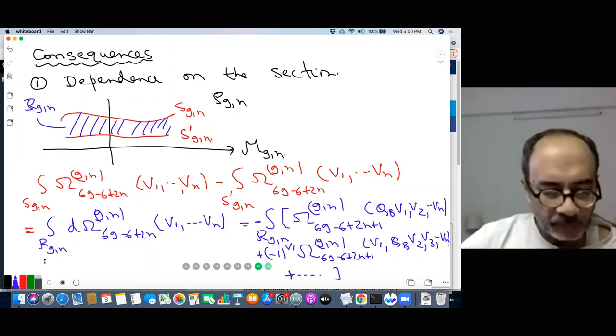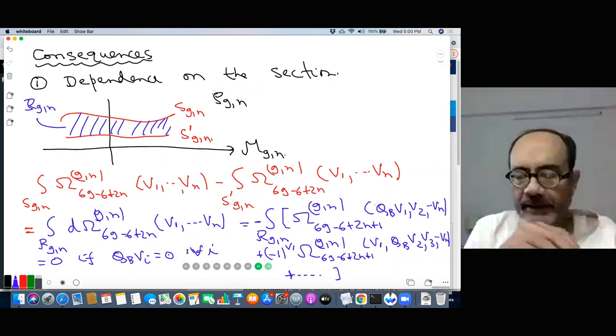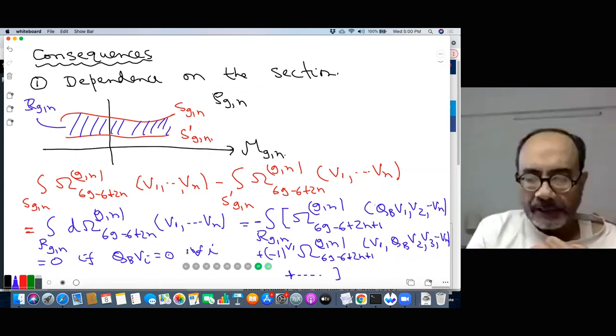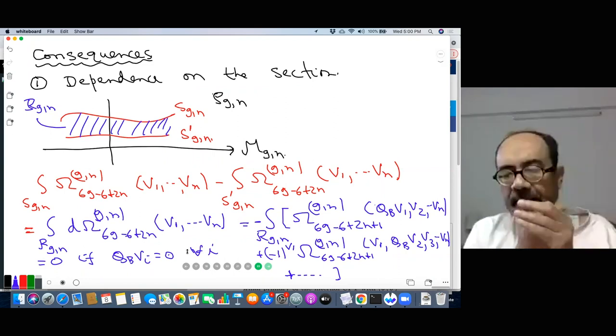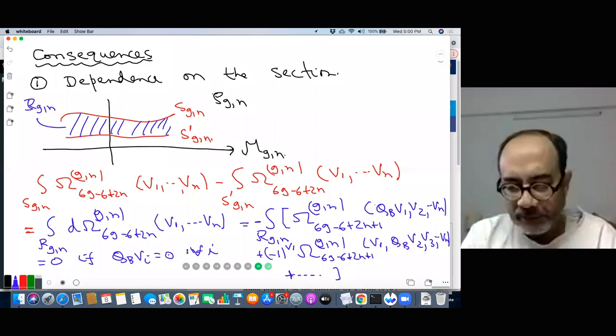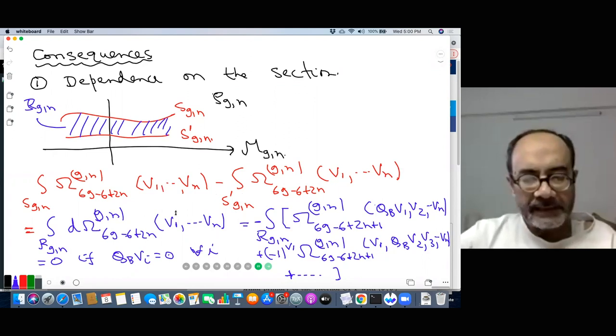So this is zero if QB VI equals zero for every I. So if the external states are on shell, then the result doesn't depend on the choice of section. Now on shell here doesn't necessarily mean that it has to be of the form c c-bar times a dimension 1 primary. It can be that plus any QB on something. As long as QB VI is zero, this difference vanishes. So the on-shell amplitudes do not depend on the choice of section. Is this clear? Are there questions?